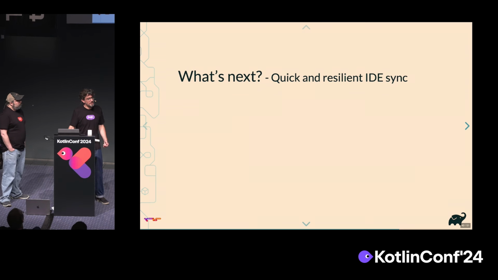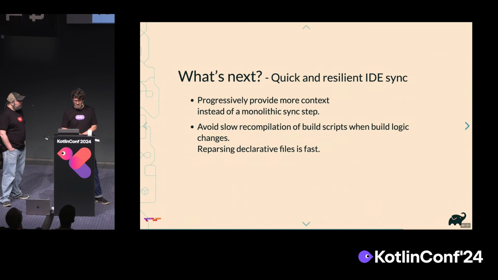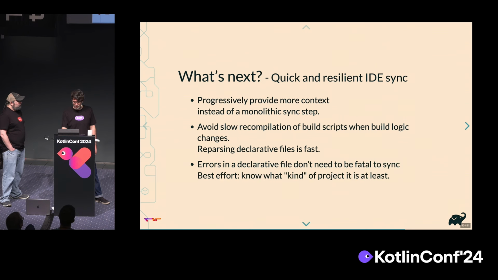Another thing we are looking at is to make the IDE sync much faster and resilient, because today it's a monolithic thing. Either sync works or it doesn't. And when it fails, the IDE cannot help you so much. So what we want to do is to be able to progressively provide more context to the IDE, so it can already provide you not a complete context, but something that can help you fix what's wrong instead of doing this in a big step. And because parsing and reparsing a declarative file is fast, this makes it much faster when you change the build logic as a build engineer.